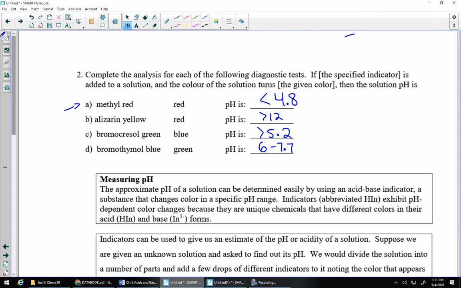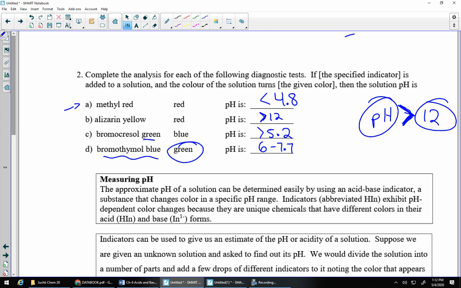Okay, so I think I've got mine good to go here. So alizarin yellow, if it's red, that means the pH must be greater than 12. So remember the little thing. So if I've got pH, the open side of this little Pac-Man piece means this is the bigger side and this is the smaller side, so greater than 12. For bromocresol green, if it is blue, the pH has to be greater than 5.2. And then for bromothymol blue, it's green. Well, that means that it's somewhere in the mixture here, so the pH has to be somewhere between 6 and 7.7.